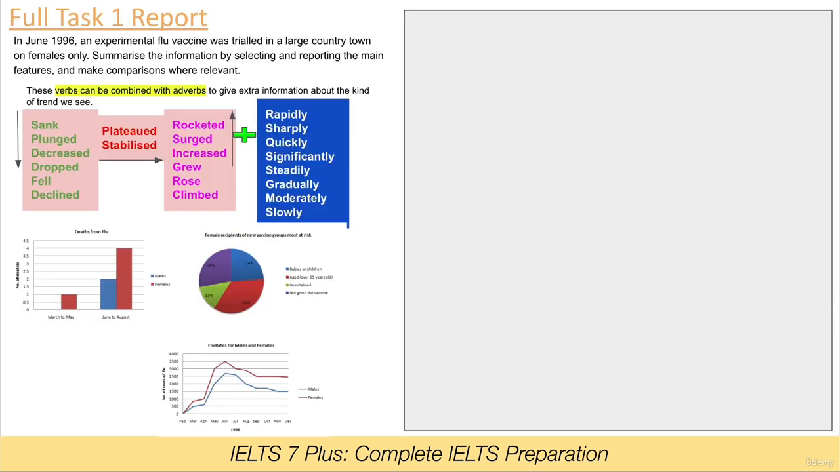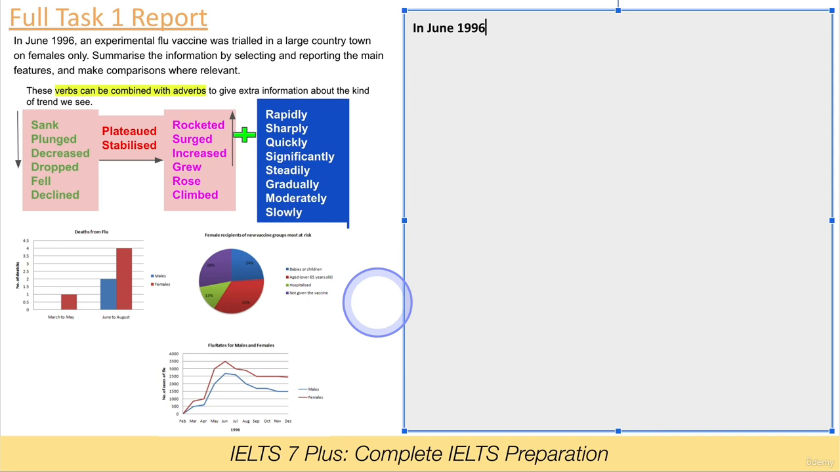Okay then, let's go to the write-up. I think we're ready for that. We've got our question here and we've got some words, verbs and adverbs to help us with describing different charts here. Very useful for the line chart at the bottom, the line graph. So what's the first thing we do? To open up, we need to paraphrase this sentence here. In June 1996, that's very difficult to paraphrase. We want to stay accurate, so we're just going to state the same.